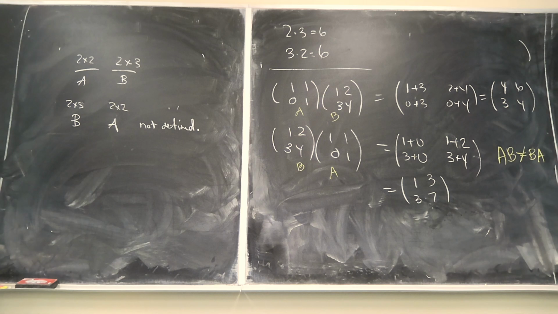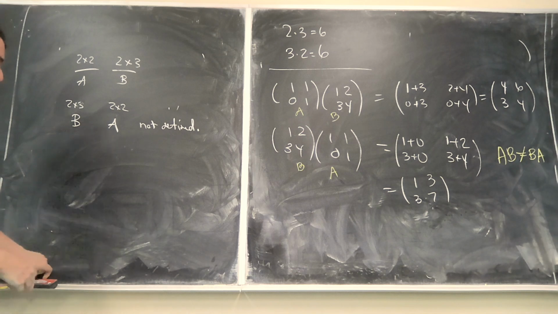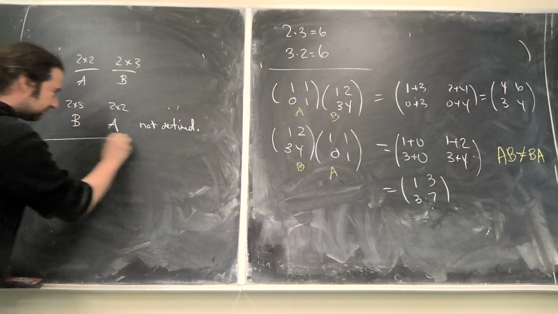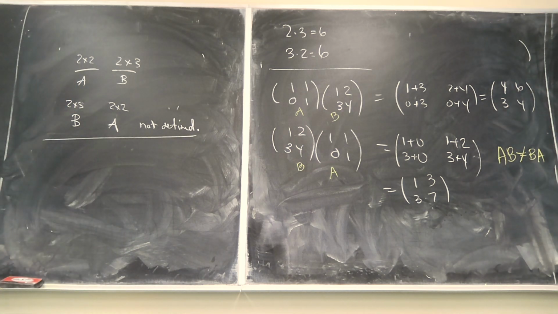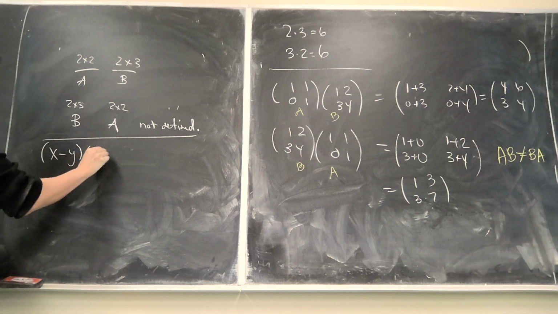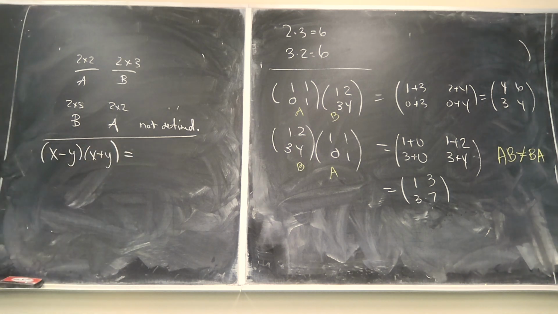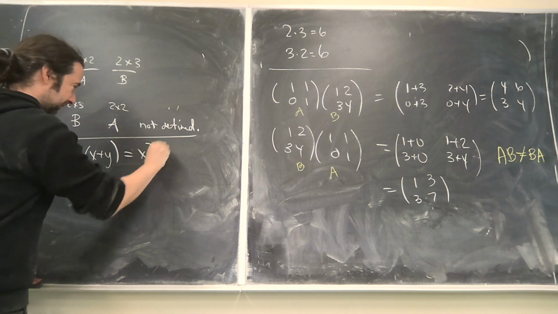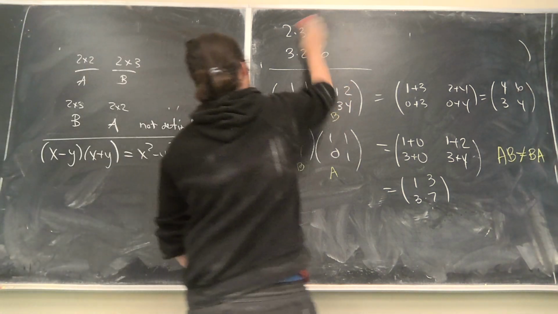But even when it is defined, as in the case with these square matrices, they're just not equal to each other. Ugh. That means all the things we know about algebra are lies. So for example, what's this equal to? X squared minus y squared. What's this equal to?